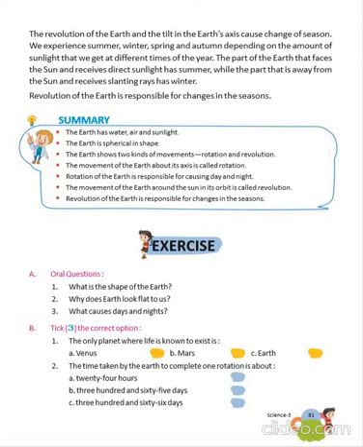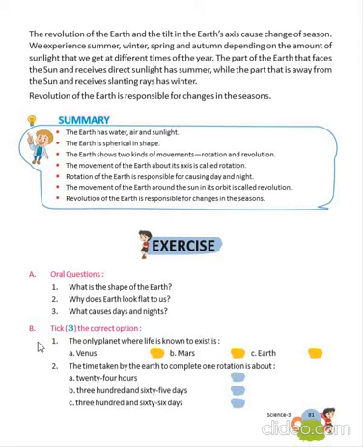Now come to exercise. Come to A, oral questions. What is the shape of the earth? The shape of the earth is spherical. Why does earth look flat to us? Earth looks flat to us because we see only a tiny part of it at a time. What causes days and nights? The rotation of the earth on its own axis causes day and night.